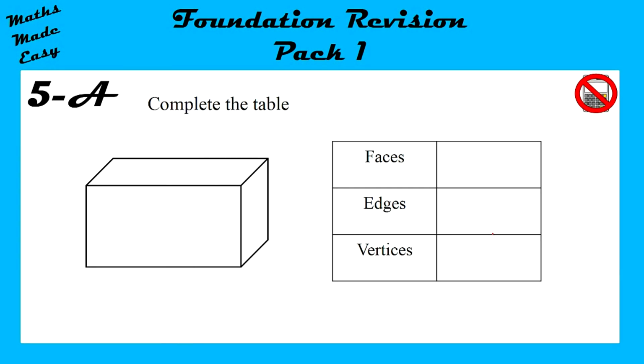Question 5a. So this shape, the number of faces it has is 6: front, back, top, bottom, left and right. The number of edges it has in total is 12, and the number of vertices, there are 8 of them.